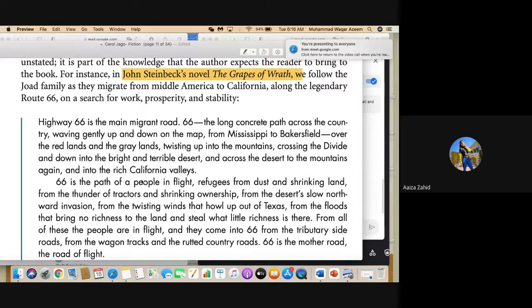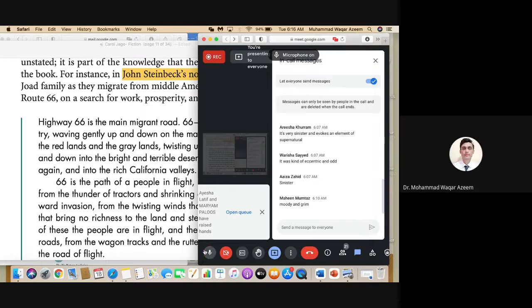Highway 66 is the main migrant road. 66, the long concrete path across the country, waving gently up and down on the map, from Mississippi to Bakersfield, over the red lands and the gray lands, twisting up into the mountains, crossing the divide, and down into the bright and terrible desert, and across the desert to the mountains again, and into the rich California valleys. Should I continue? Yes, please read till the end.